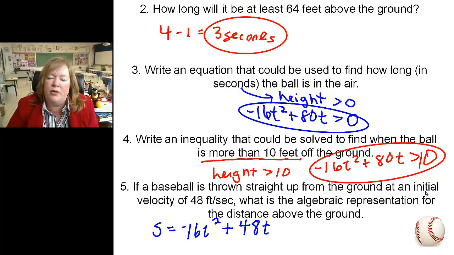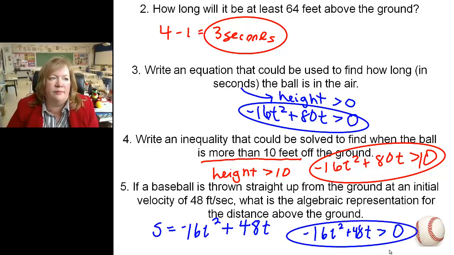It's thrown from the ground, so again the initial height is going to be 0, so we don't even have to add that on there. When it's above the ground would be greater than 0. So this would be your inequality for that. That would be the algebraic representation. When they say algebraic representation, they just want the letters in there.